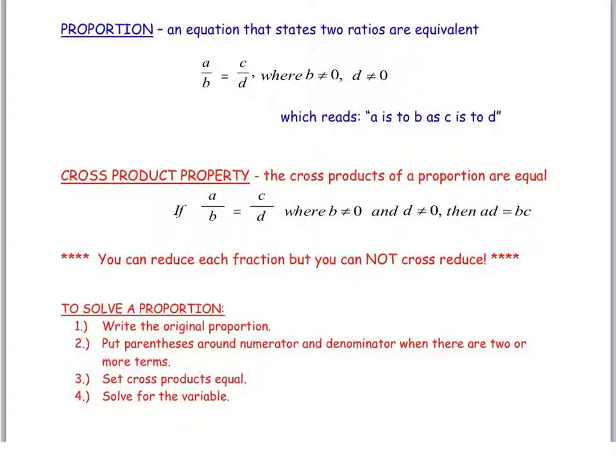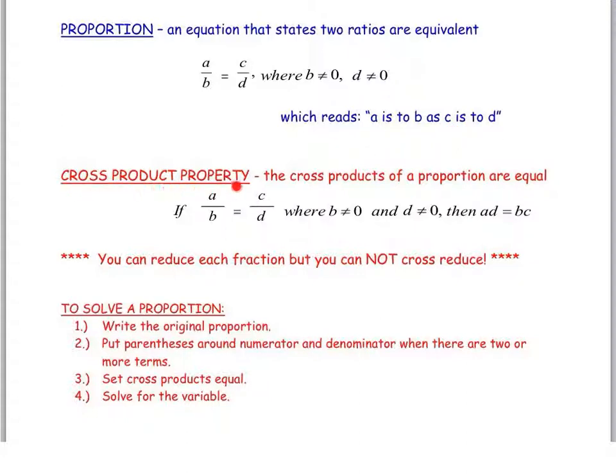All right, now proportion is our next word. A proportion is an equation, and it's an equation that states that two ratios are equivalent. So here is an example, and it's read as A is to B as C is to D. And the denominators cannot be 0. B can't be 0, D can't be 0.